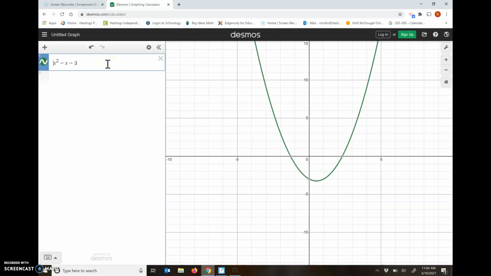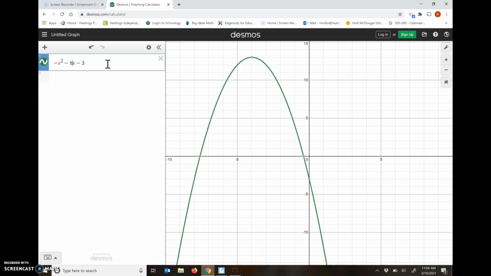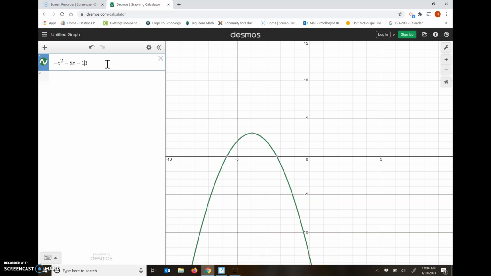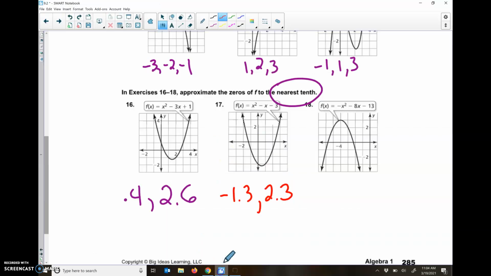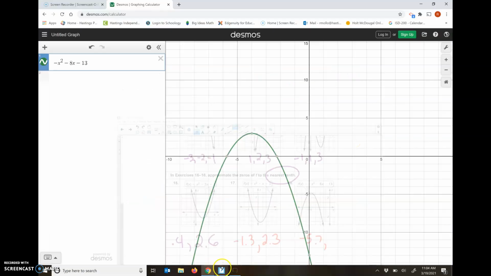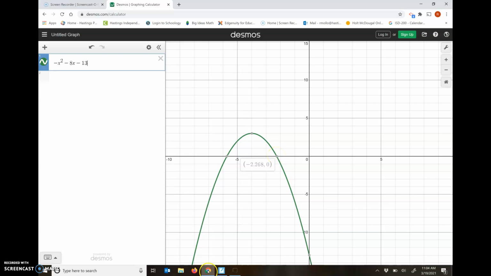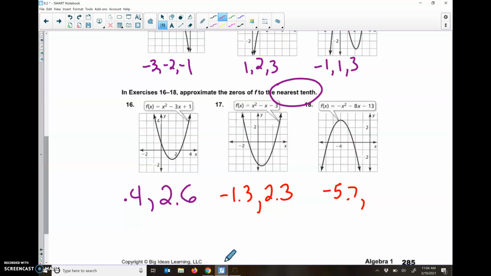So this one's negative x squared minus 8x minus 13. So it should be negative 5.732, so that rounds to negative 5.7. This one looks like it's negative 1, negative 2, a little bit more than negative 2. And it's negative 2.26, so that rounds to negative 2.3.